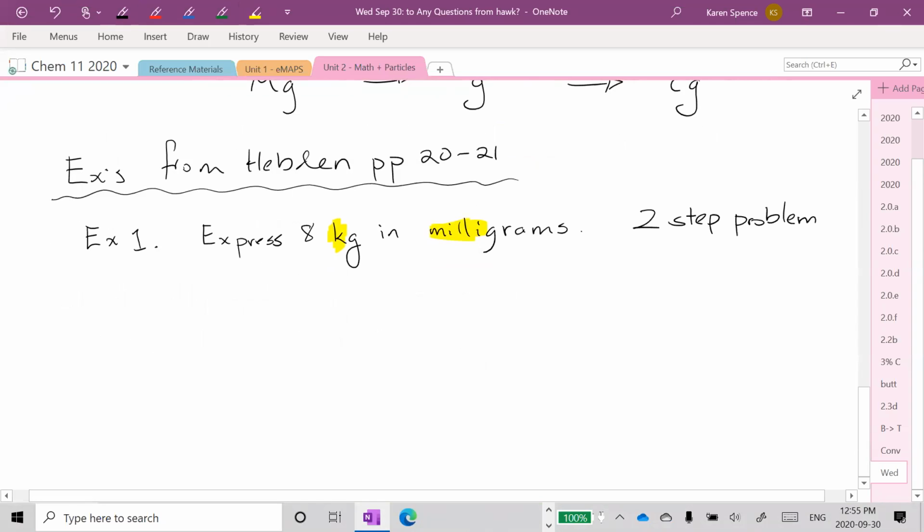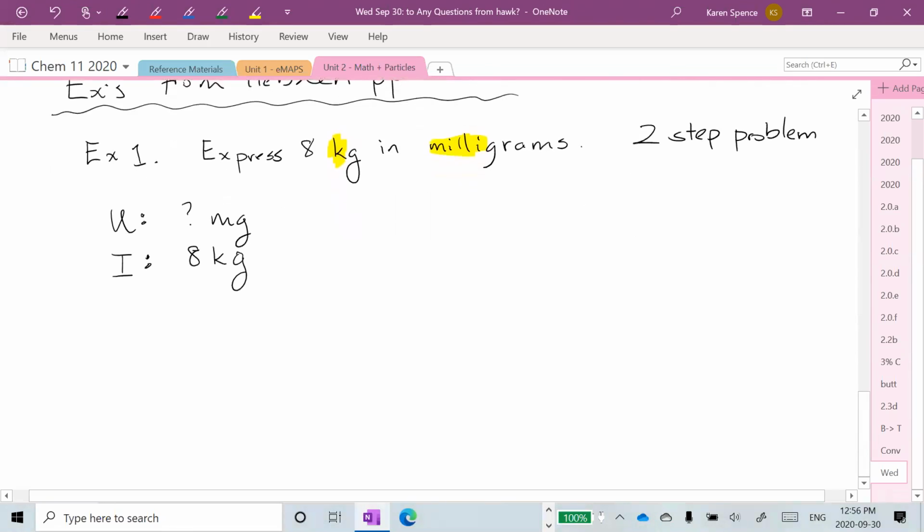Okay, so our unknown is, let's see, we need to express kilograms in milligrams. So our unknown is how many milligrams. Our initial quantity, hopefully that's easy to see, is 8 kilograms. And the question doesn't give us any conversion factors, but you should be able to come up with them yourself. Let us map our problem and see what conversion factors we need.